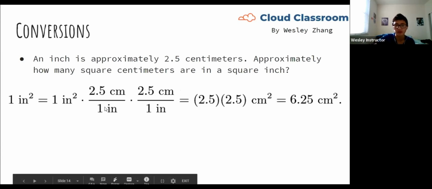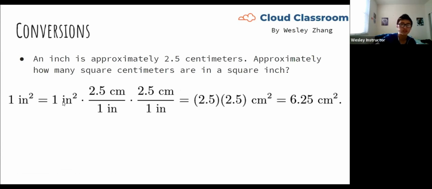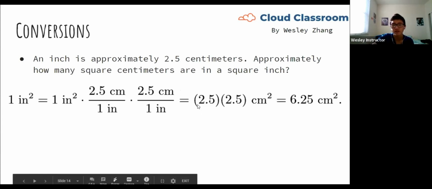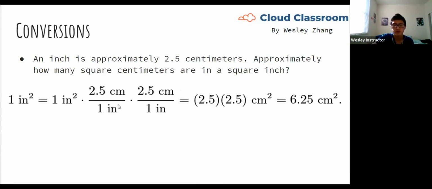So once again, we can cancel out units. So here we have inches squared, and on the bottom we also have inches squared. We have 2 inches multiplied together. Once we cancel out the units, we have 2.5 times 2.5, and we keep the centimeters on top, and we also multiply them. So once again, we treat the units like numbers. So 2.5 times 2.5, that's 6.25. And we have 6.25 centimeters squared. So 1 square inch is approximately 6.25 square centimeters.